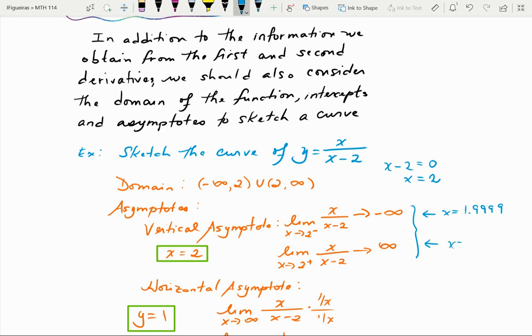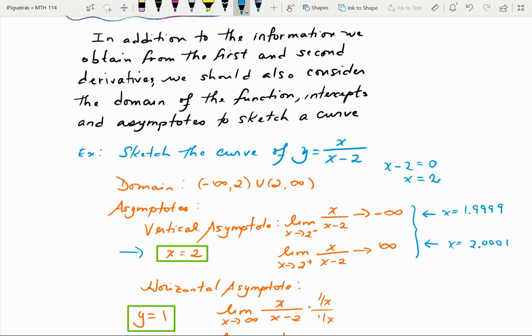So let's say 2.0001. That's close to 2, but to the right of 2. And if you plug that in, you'll find that your function is approaching infinity. So again, you can play with different numbers that are getting closer and closer to 2 on the left and the right to help you see that pattern, and eventually you'll be able to conceptually think that through. So that means that x equal to 2 is a vertical asymptote.